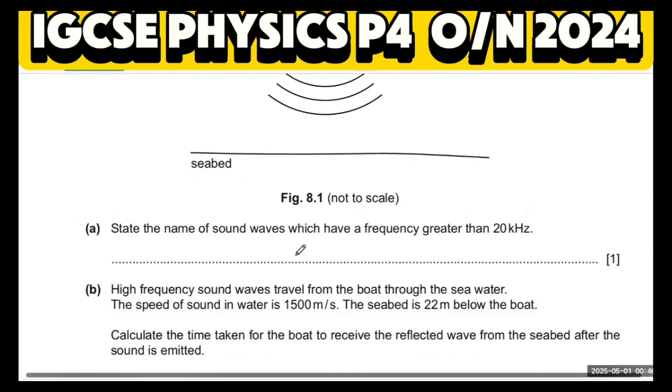State the name of the sound wave which has a frequency greater than 20k hertz. We know that the human audible frequency is 20 hertz to 20,000 hertz. More than it, it's ultrasound, and less than it is infrasound. So it's more than it, so it's ultrasound. Just write ultrasound, no need to write a complete answer because it's 1 mark.